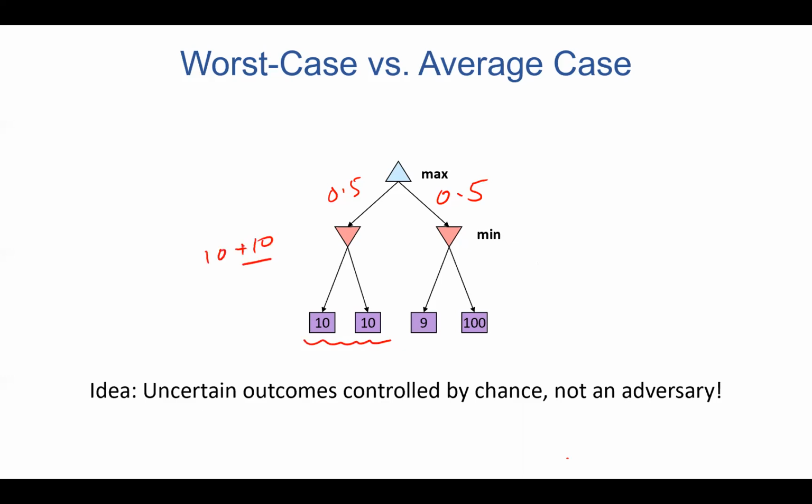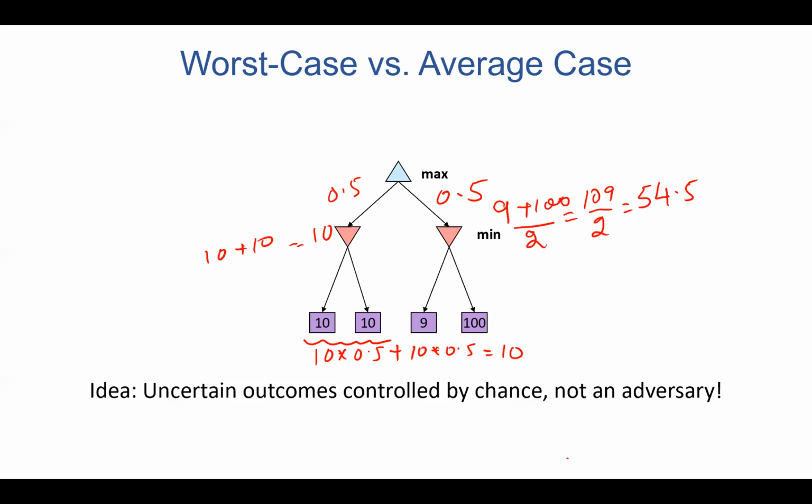It's either 10 plus 10 divided by 2, which is 10, or 10 times 0.5 plus 10 times 0.5, which is again 10, right? Here, 9 plus 100 divided by 2, which is 109 divided by 2, which is 54.5. In that case, your maximizing agent will prefer this one because it is better than 10, right? So you see, the maximizing agent is only assuming that the minimizing agent is not playing as a minimizer anymore. The minimizing agent is just playing random. But the maximizing agent is still the same. It will pick the maximum, right?